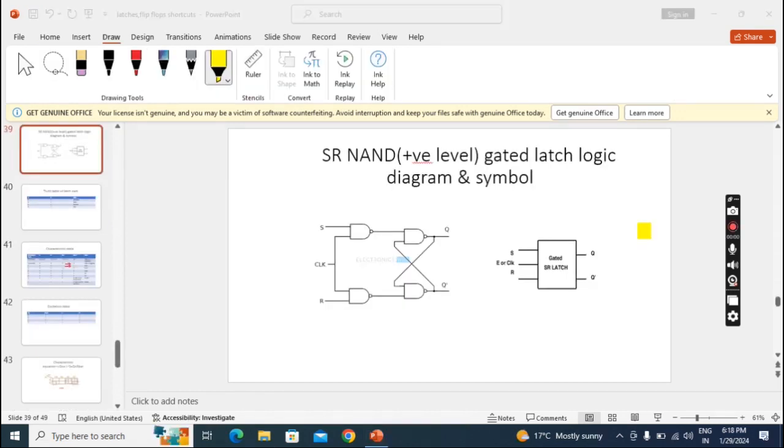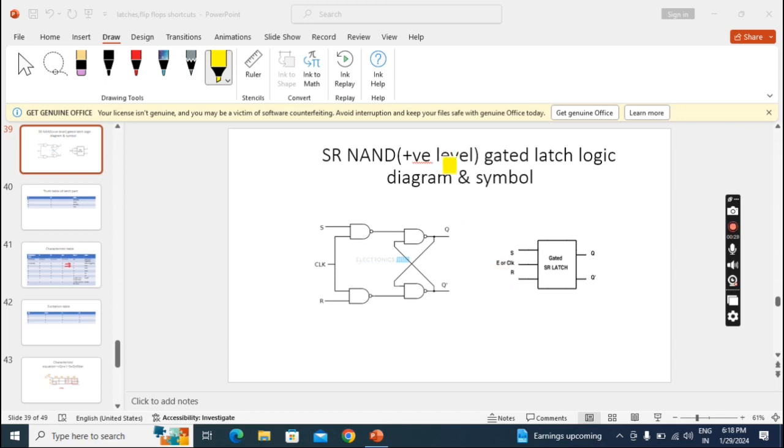In this lecture, we will discuss the SR NAND gated latch, that also positive level. So this is the symbol. It contains three inputs. Two are data inputs, S and R. One is a control input. We can call it enabler or clock. It will work with the clock levels.